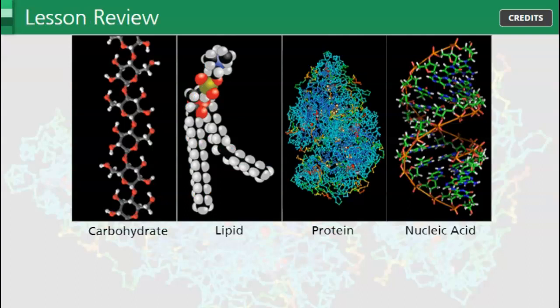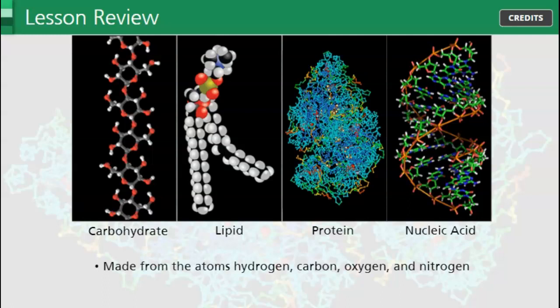We have just gone through a basic overview of 4 very important groups of biological macromolecules. These carbohydrates, lipids, proteins, and nucleic acids are primarily made from the atoms hydrogen, carbon, oxygen, and nitrogen. We learned that all 4 macromolecule categories are created from smaller units called building blocks. These combine together to form long molecular chains.